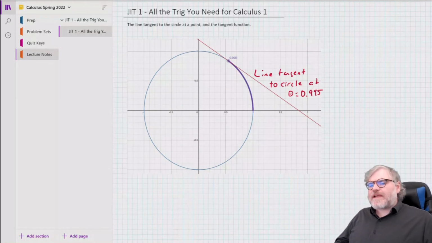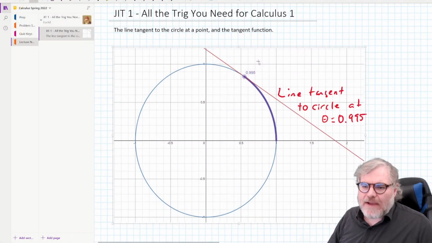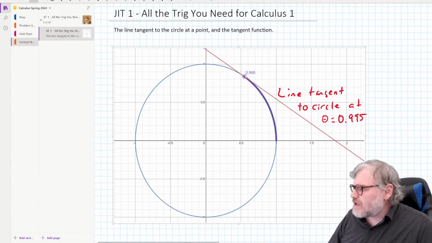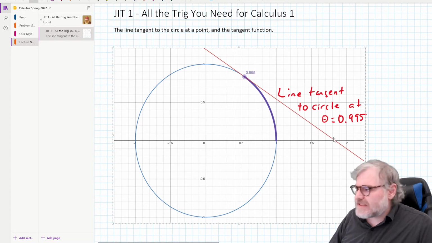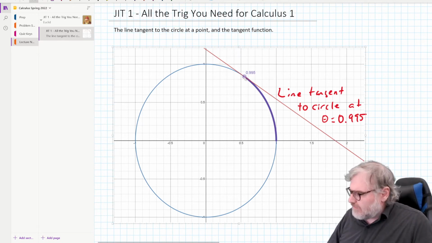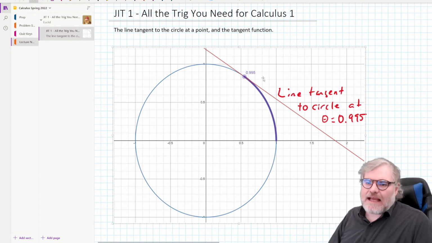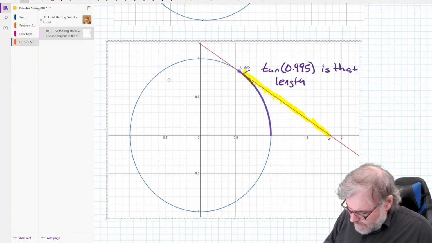So the question becomes, what's the tangent function? The tangent function actually measures something about this line. The tangent function measures the distance from the point, from the runner, back to this x-axis. And that's what the tangent is. It is a function about this line, about this picture. So the tangent is the length of that line.